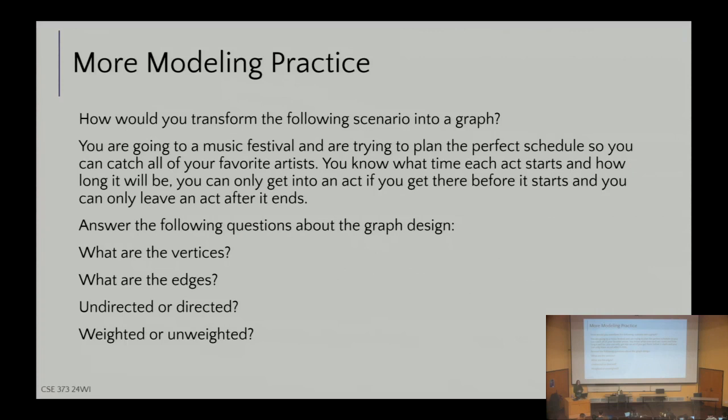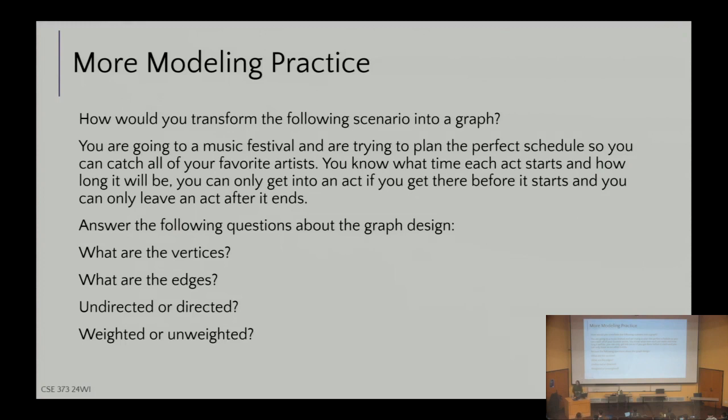Maybe what are your vertices, at least, in your design? How would we start to model this? Thank you so much. Sure. So maybe the artists are themselves the individual vertices, because that's like the individual state, like you standing in front of the stage watching that artist. And what we really need to figure out is an ordering of how you're going to move from one artist to another artist.